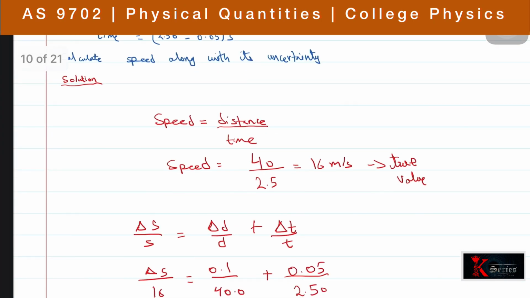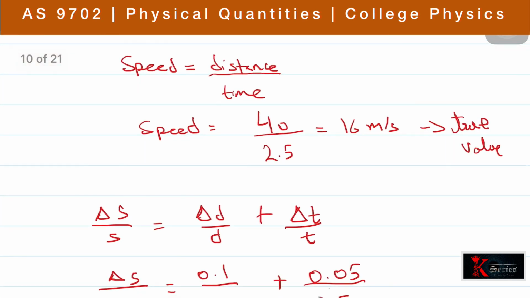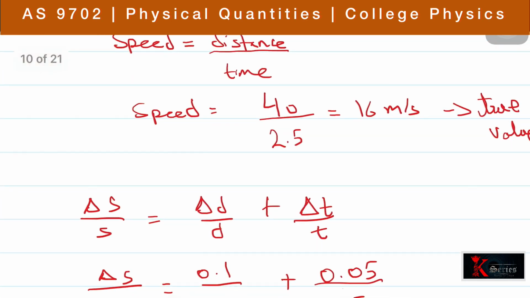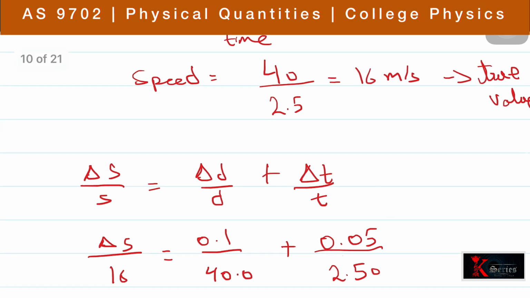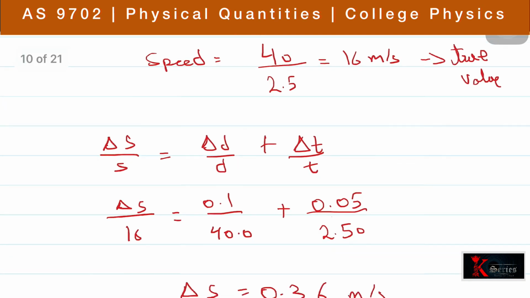We basically took the absolute uncertainty in S upon the true value of S is equal to the absolute uncertainty in D upon the true value of D, and we added it with the absolute uncertainty in T upon the true value of T. So what we're basically doing here is we're adding the fractional uncertainty or the fractional errors, right? So we divide. How do we find the fractional error?